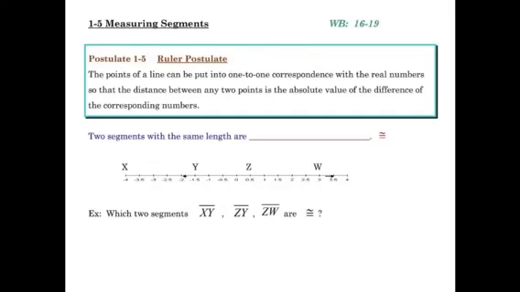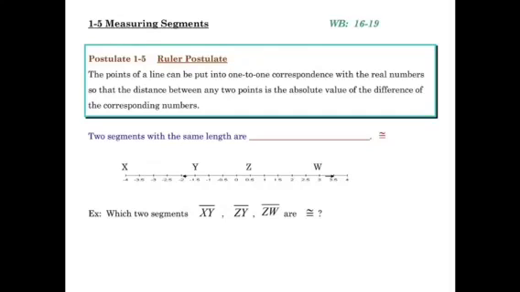This one is a little bit wordy. We'll talk about it a little bit as we go through it here. But it says that the points of a line can be put in a one-to-one correspondence with the real numbers so that the distance between any 2 points is the absolute value of the distance of the corresponding numbers.